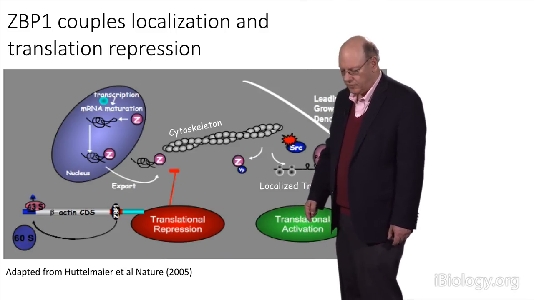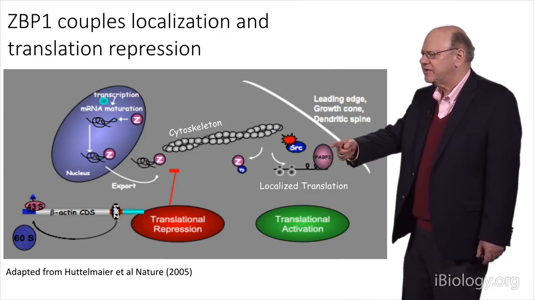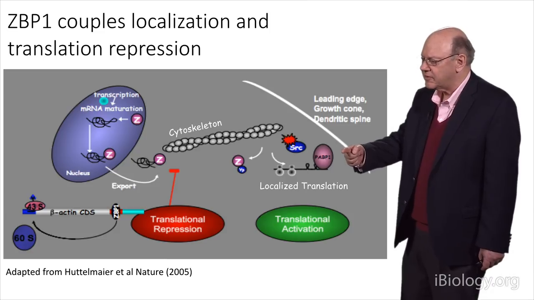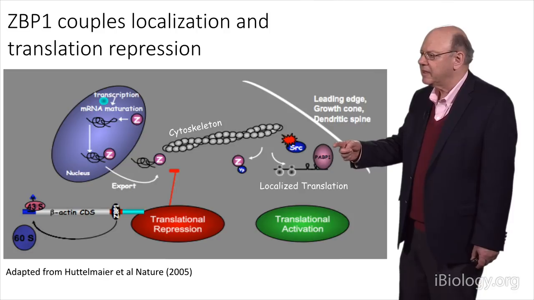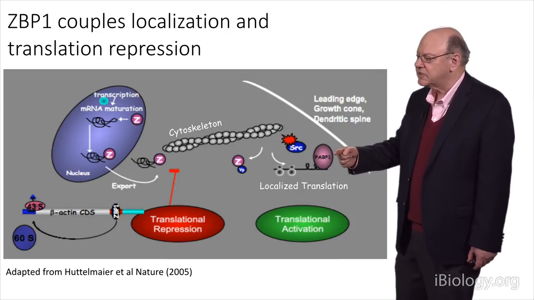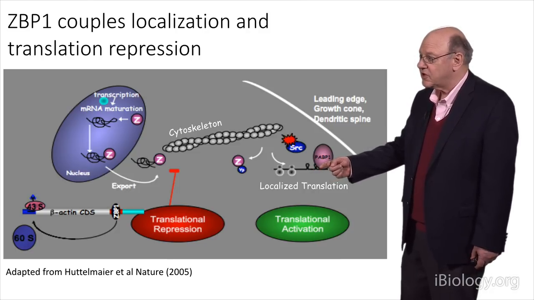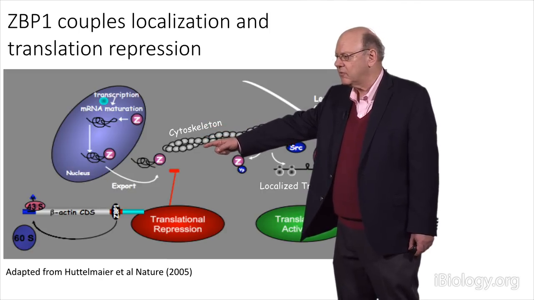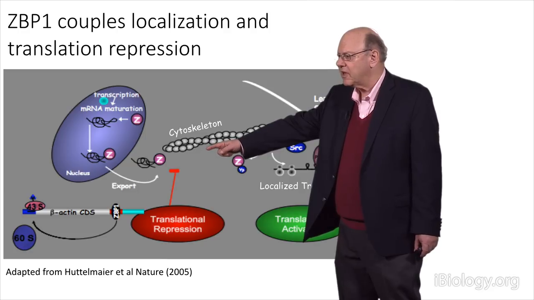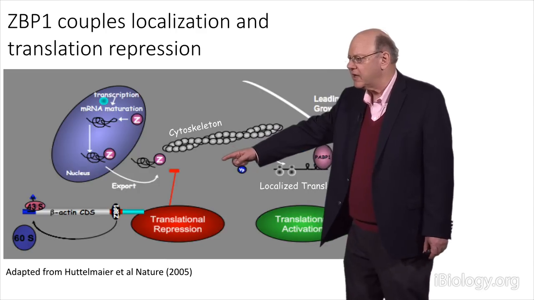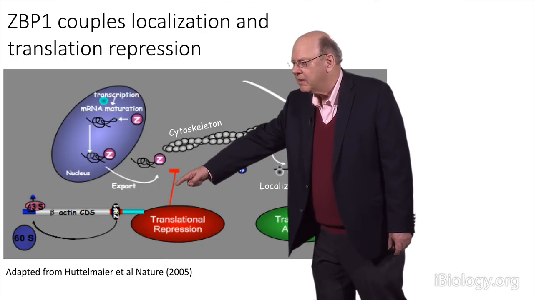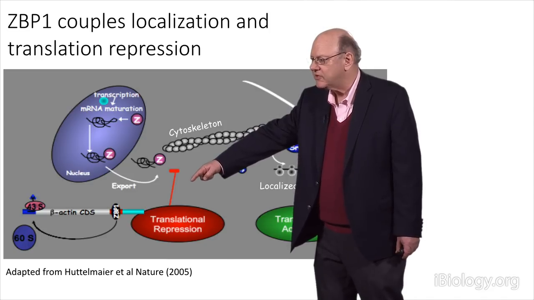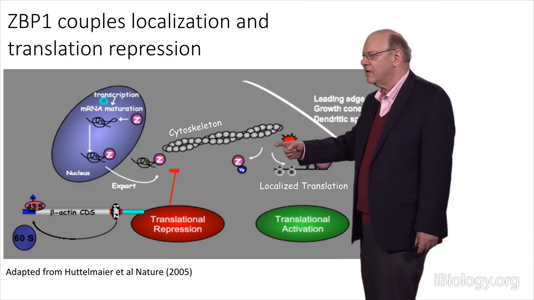So what does ZBP1 do? Well, it blocks the translation of the protein until it gets localized. And this makes a lot of sense, because if you're going to localize a messenger RNA, you don't want it to translate until it gets to the place where it's supposed to make the proteins. So ZBP1 goes on to the RNA as it's being made in the nucleus, and it comes out with the RNA, and it doesn't allow the RNA to be translated because it blocks ribosomes from getting on the RNA. So the ribosome 60S subunit needs to join with a smaller subunit to make a ribosome that can translate, and ZBP1 blocks that step.